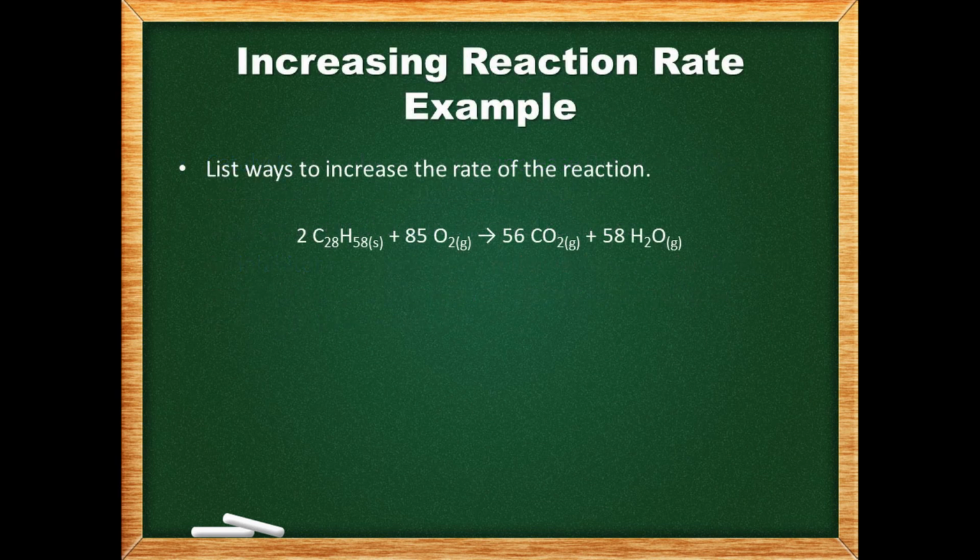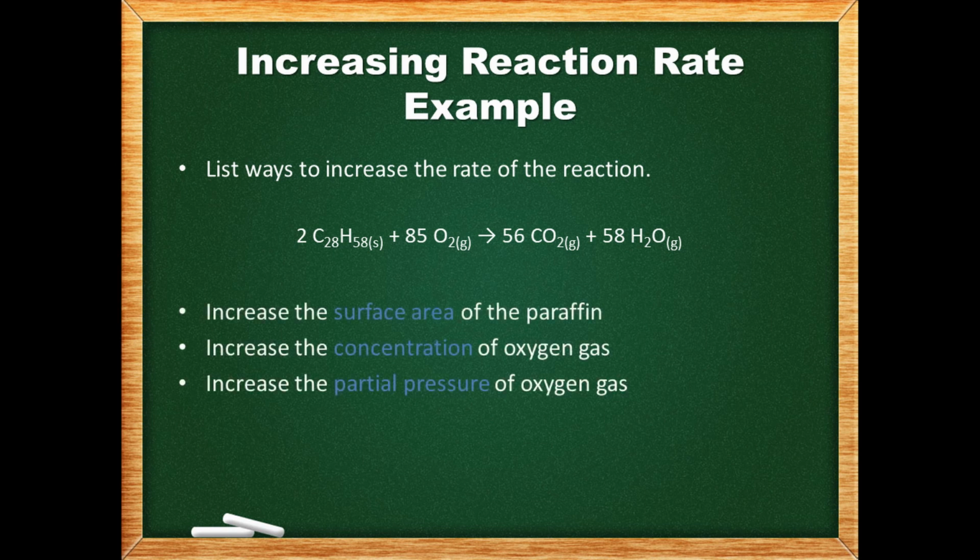Here we are given the equation for the combustion of paraffin and asked to list ways to increase the reaction rate. A good exercise would be to pause the video and to try to come up with some ideas before we go through the answers. This is a heterogeneous reaction, so we can consider surface area. We can increase the concentration or partial pressure of oxygen gas, raise the temperature, or add a catalyst. Increasing the partial pressure of carbon dioxide or water vapor will have no effect on the reaction rate because they are both products.